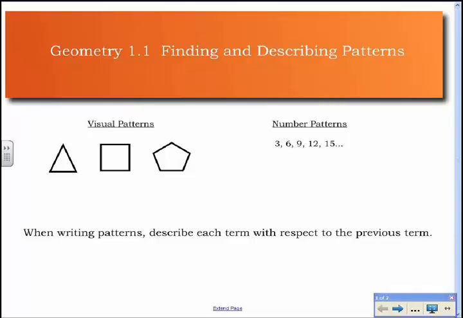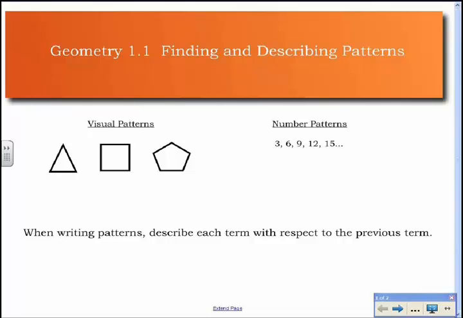When we're working with patterns, we have 2 basic goals. First, we want to try and find the pattern, and our second goal is to try and describe it. When you're describing a pattern, you want to describe each term with respect to the previous term. So let's start by looking at an example of a visual pattern.